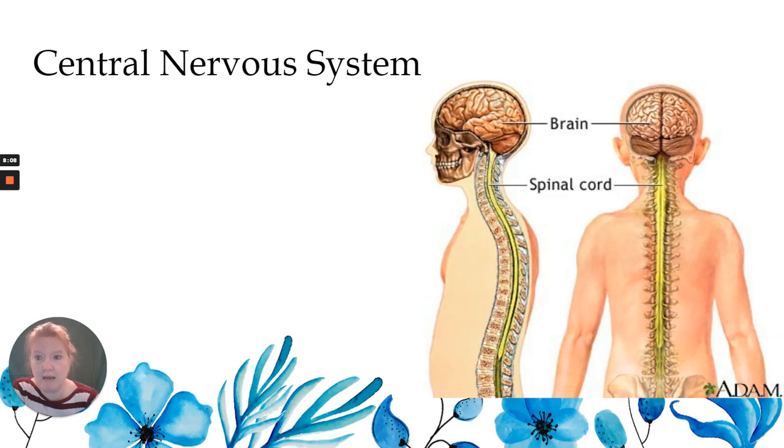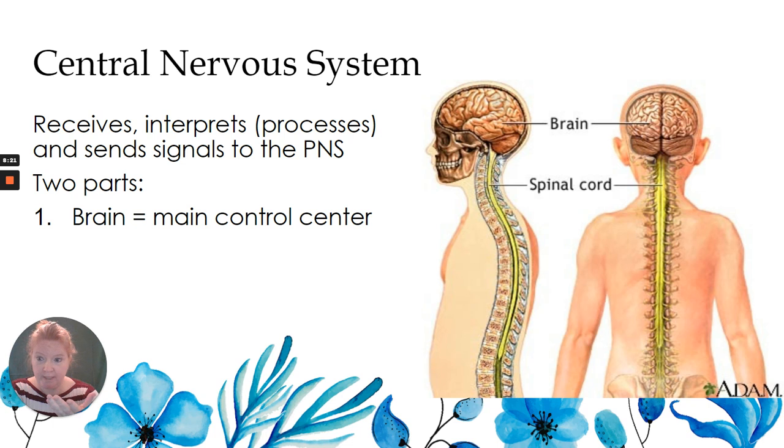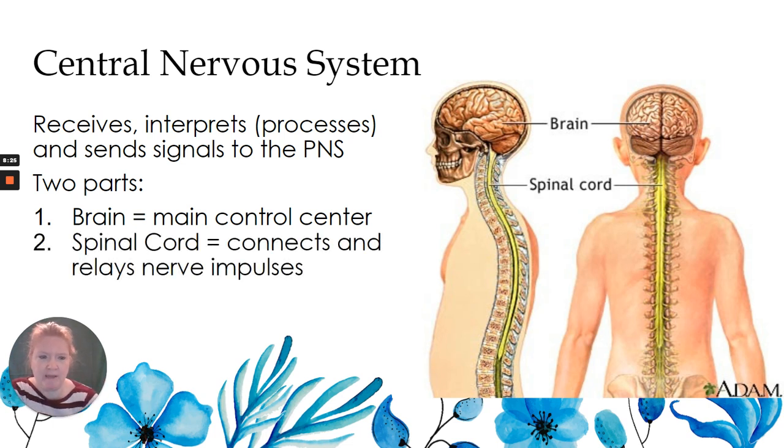All right, so let's talk now about just the central nervous system. So the central nervous system receives, interprets, or processes and sends signals to the peripheral nervous system. Two parts again, the brain, the main control center, and then the spinal cord. And the spinal cord has a long series of nerves, and they connect and relay nerve impulses primarily from the body to the brain and from the brain to the body.